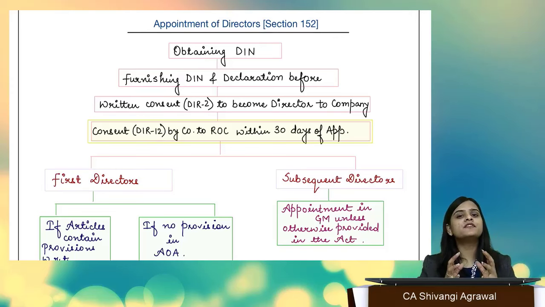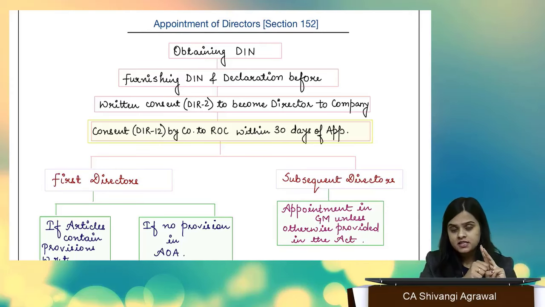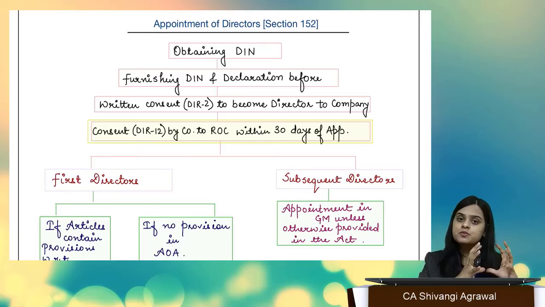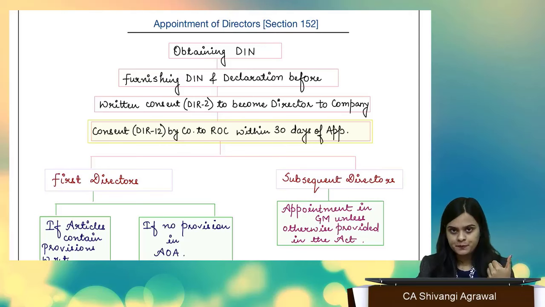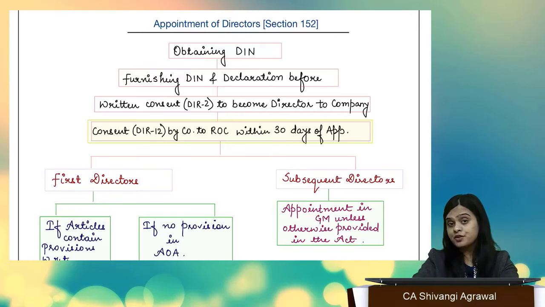Section 152 gives us three things: how first directors are going to be appointed, the requirements of being a director, and the rotation of directors. So it has three concepts involved in it. Fine, ma'am. Who can become a director? An individual. A company cannot become a director. An individual who is not disqualified, who has given his consent, right? And who has furnished MBP1, right? So such a person can be appointed as the director of the company.